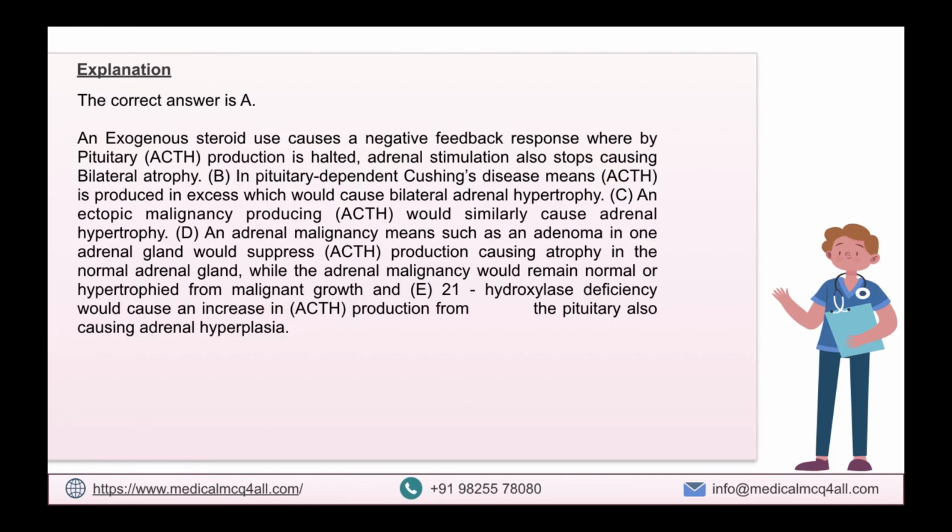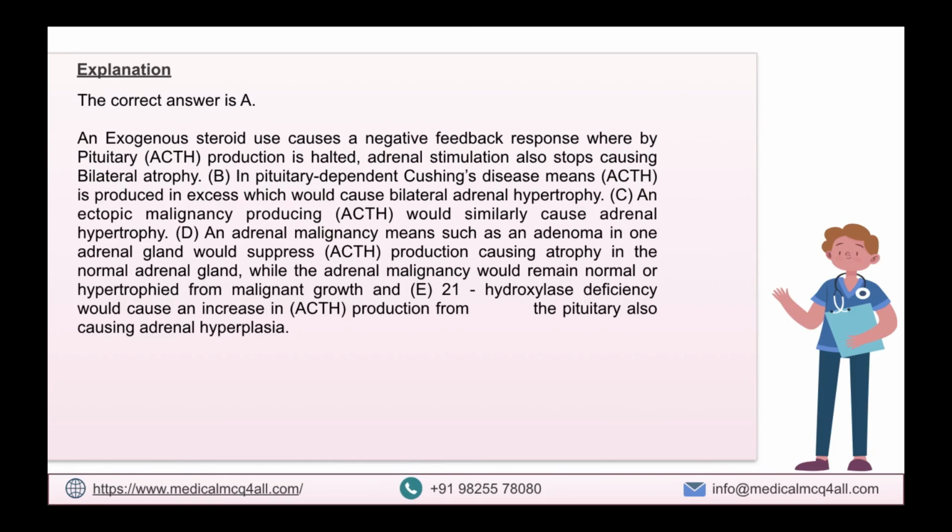Here is the explanation. The correct answer is A. An exogenous steroid use causes a negative feedback response, whereby pituitary ACTH production is halted. Adrenal stimulation also stops, causing bilateral atrophy. Let's understand the other options' meaning.